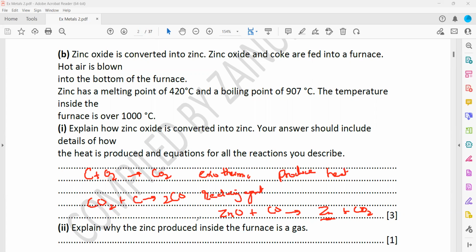And why is the zinc produced inside the furnace a gas? You can see the melting point is 420 and the boiling point is 907, and the temperature is above the boiling point. That's why the temperature of this furnace is above the boiling point of zinc, so the zinc which is produced here is not in a solid state, it is in a gaseous state. Is it clear, this one? Yes, sir, clear.